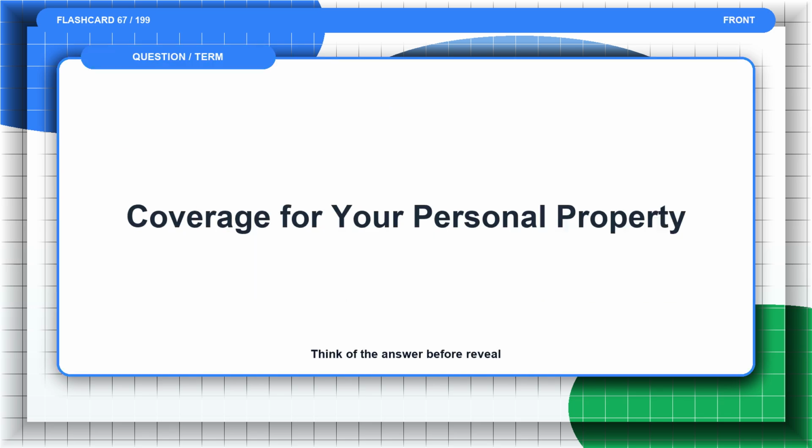Flashcard 67. Coverage for your personal property. Pause and think of the answer before the reveal.